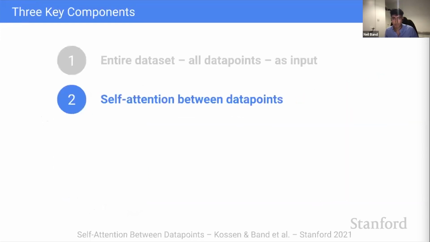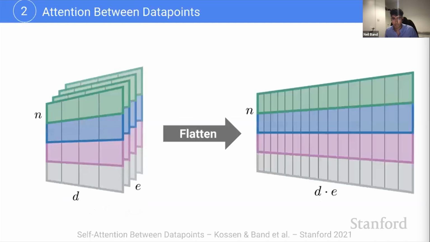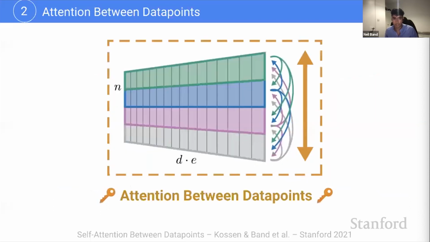The second key component of NPTs is attention between data points. To do that, we first take this representation and flatten it to an n by d times e representation. Basically, we're treating each of these d times e size rows as if it's a token representation. We accomplish this operation using multi-head self-attention. We know from language modeling that if we stack this multiple times, we can model higher order dependencies, and here they're between data points. That's really the key draw of this architecture.